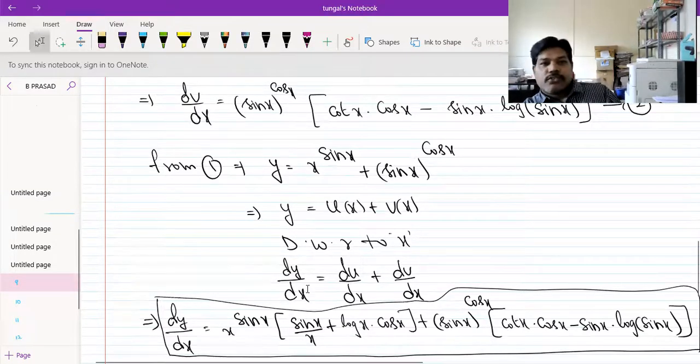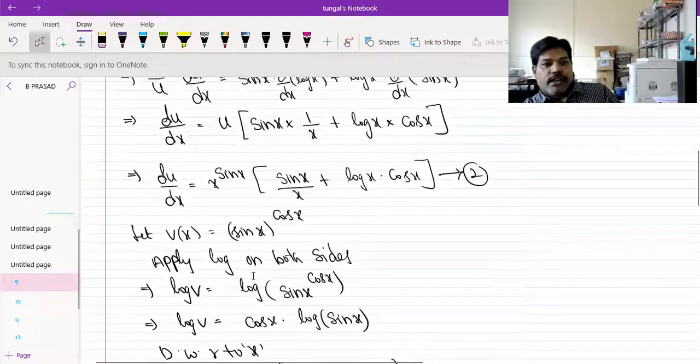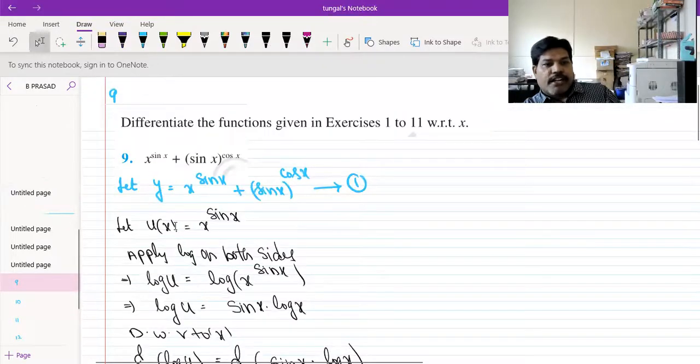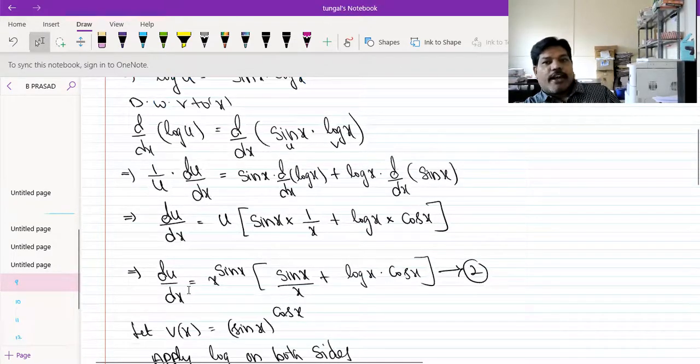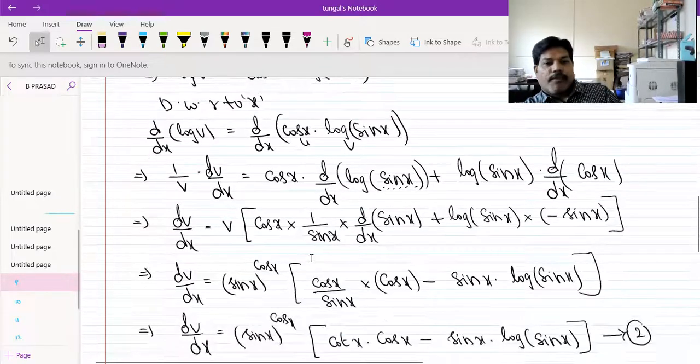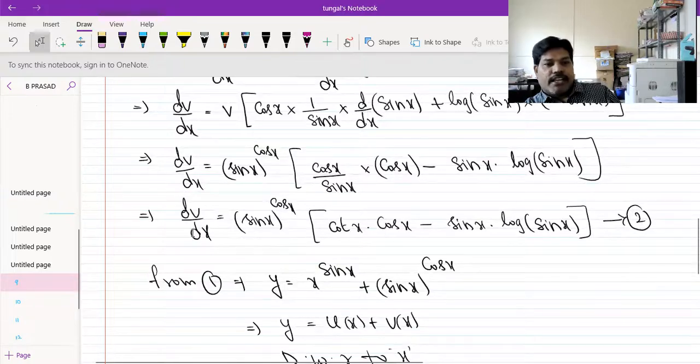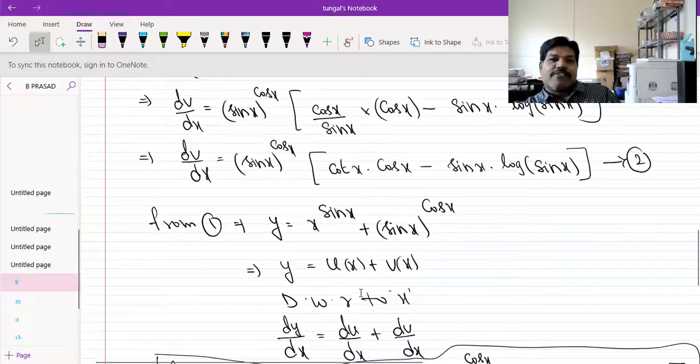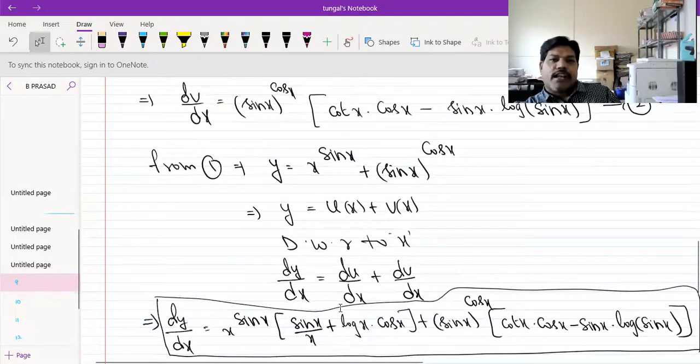Okay, students. So see that question and practice this question. First we have to take the given function as y, then take u of x as x power sin x, just apply the log and apply the derivative. Then you will get du by dx. Here also v is nothing but sin x power cos x. Just apply the log and apply the derivative. This is the uv formula. After getting this, you will get the dv by dx value. Therefore, from equation 1, y is equal to u plus v. Just differentiate the function, students. So the dy by dx value is nothing but du by dx plus dv by dx. Just replace the two values. Okay. So the problem is the same. The process is the same. Just see that one.